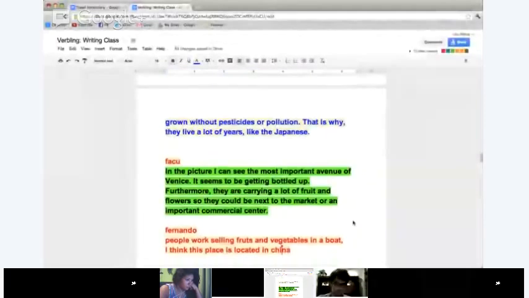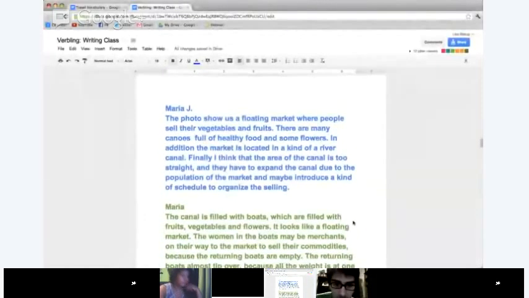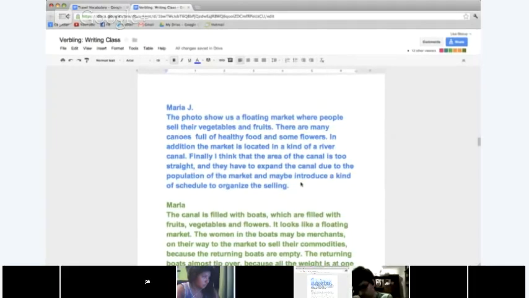And Maria Jose, which number two? Number two. Okay, go ahead. The phone will show us a floating market where people sell their vegetables and fruits. There are many canoes full of healthy food and sunflowers. In addition, the market is located in a kind of a river canal. Finally, I think that the area of the canal is too straight and they have to expand the canal due to the population of the market, and maybe introduce a kind of a schedule to organize the series.